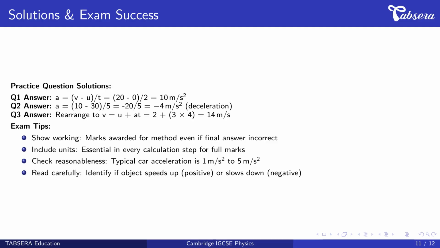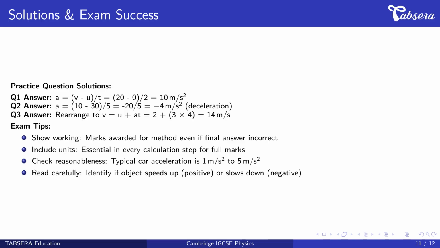Now, exam success tips. First, always show your working. Even if the final answer is wrong, you earn marks for correct method and formula usage. Second, include units in every step of calculation. This is essential for full marks in Cambridge IGCSE.